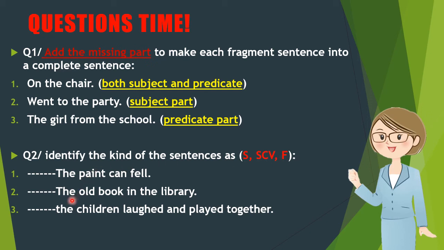Number 2, the old book in the library. What type of sentence is this? You need to write the abbreviation in the blank right here. The children laughed and played together. What type of sentence is this? So please write this down on your notebooks and do it for yourself because it's going to help you a lot, like I said and mentioned before. And this is going to be for this lesson for today.